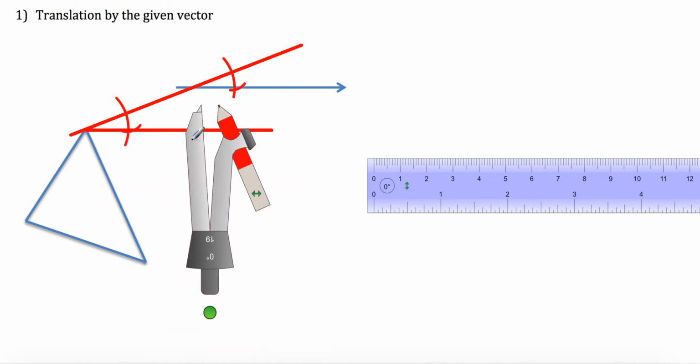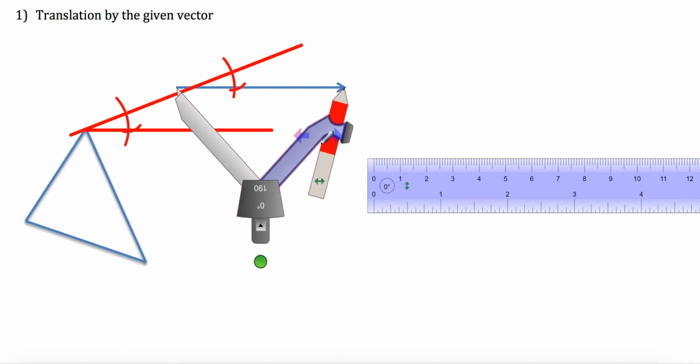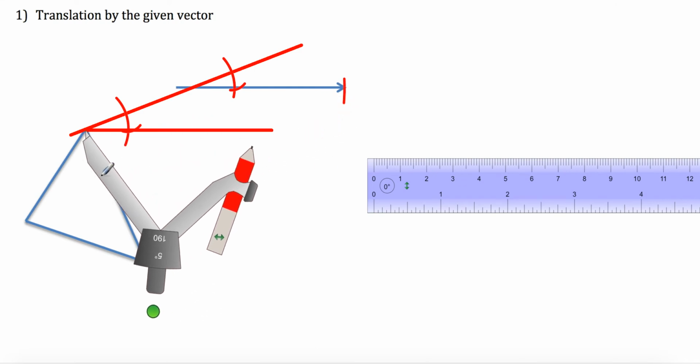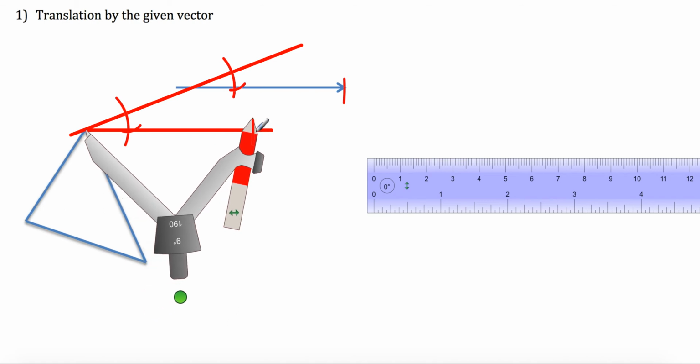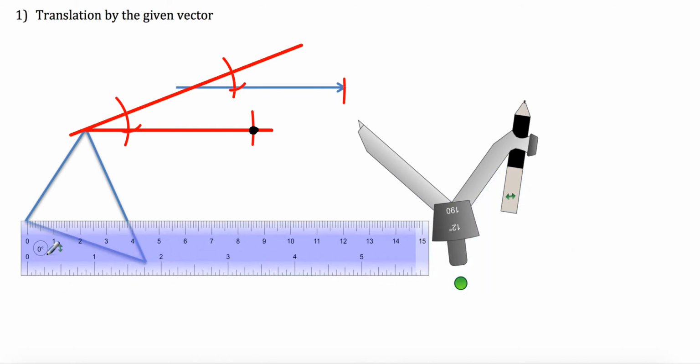So now I'm going to go over here, measuring the entire length of the vector. It's about this big. So I'm going to come over here and draw. So that means in this case, we realize that this point has been moved to over here by the given vector. So we finished the first, we translated the first point, and we have to do the same thing with the other points as well.